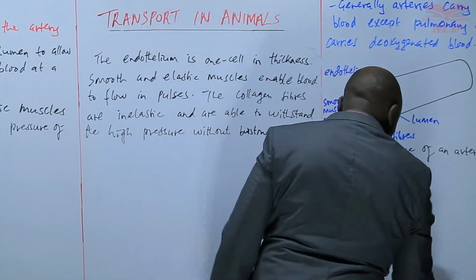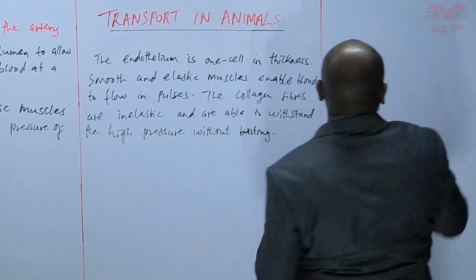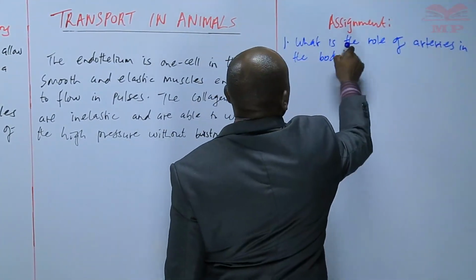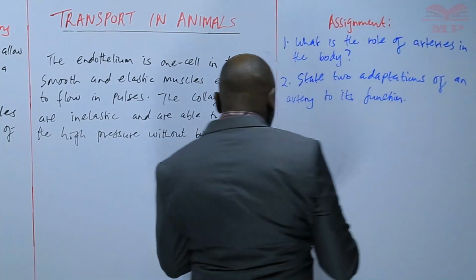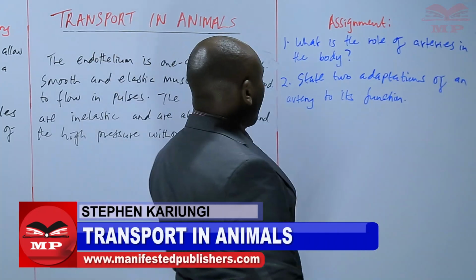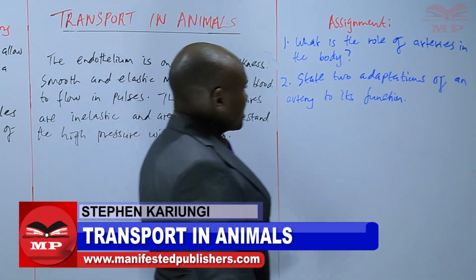So we'll have an assignment. The first question, what is the role of arteries in the body? Number 2, state 2 adaptations of an artery to its function.